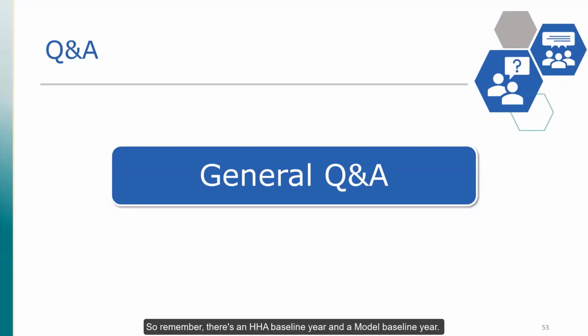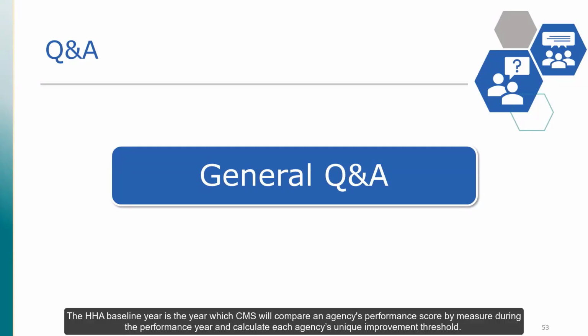So remember, there's an HHA baseline year and a model baseline year. The HHA baseline year is the year which CMS will compare an agency's performance score by measure during a performance year and calculate each agency's unique improvement threshold. And CMS determines an HHA's baseline year by taking into consideration that agency's Medicare certification date.